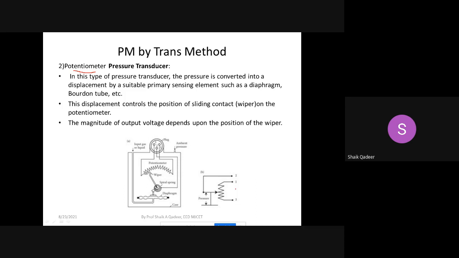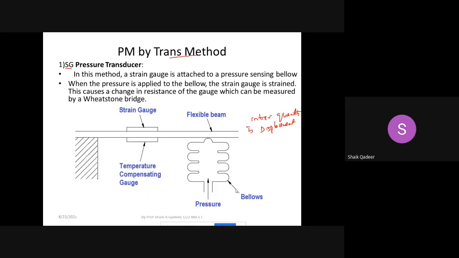If somebody asks you a question, what is the primary transducer in this? Then what is the answer? Bellows. Great. Yes, I will write this point also. Here, transducer 1 is what? Bellows. Transducer 2 is what? Strain gauge. Right.